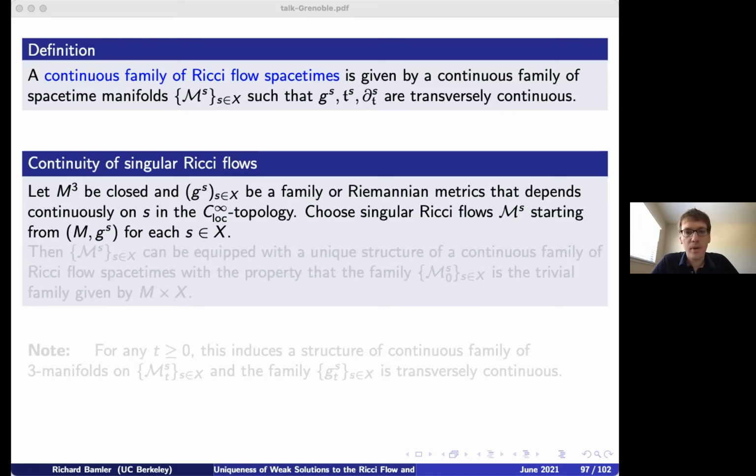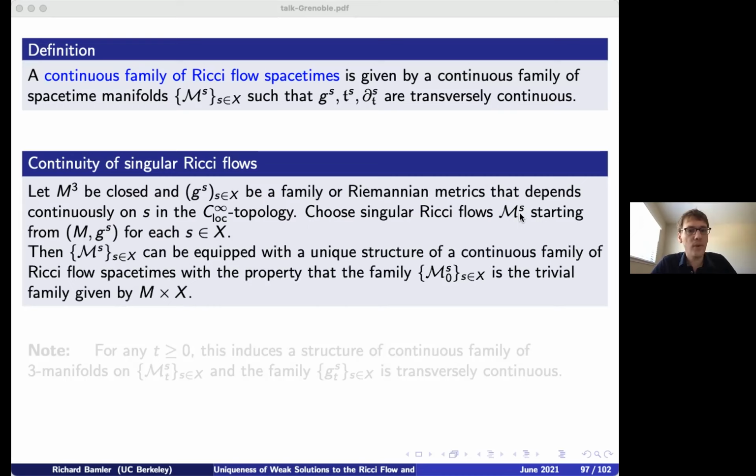Then, again, a priori, these flows may not have anything to do with one another, but we can endow the collection of these flows with a unique structure of a continuous family of Ricci flow spacetimes with the property that the set of time zero slices is the trivial family given by the manifold itself, and the corresponding metrics is just the family g_s. It's just the family of initial conditions. And so this is how we can express continuity.